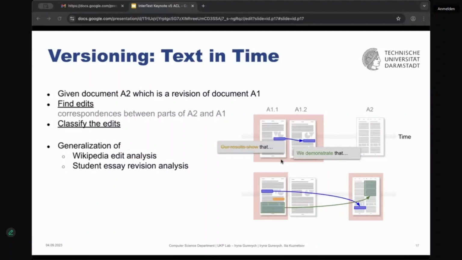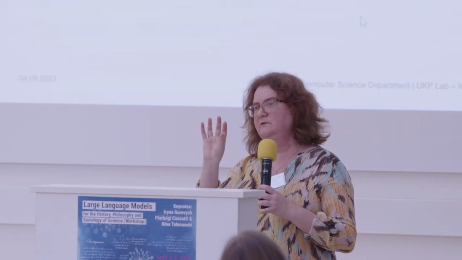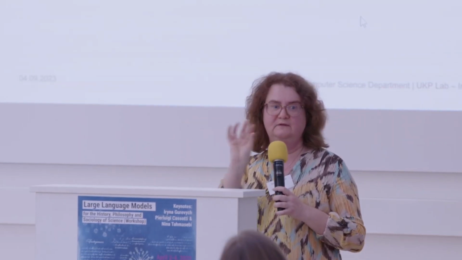Another task we work on a lot is we study the change of documents over time, since in the peer review domain, it's quite urgent to relate peer reviews to the document and to the changes made in the document, for example, to see if the changes satisfy the requirements of the reviewers. And this task also can generalize to a lot of use cases, for example, student essay revision analysis or Wikipedia edit analysis.